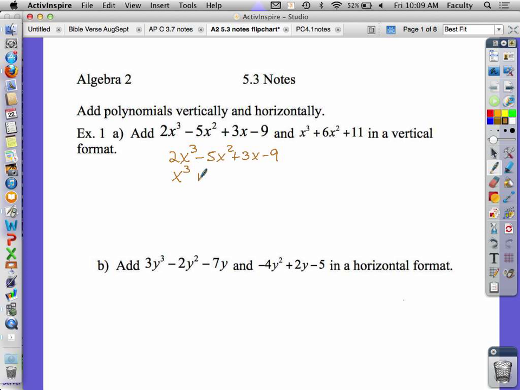Vertical means you're going to line them up where you line up like terms and then add them in vertical columns. So if you like this method, then every time you see them, line them up vertically and add them. I personally don't like it, but if it works for you, terrific. Be careful that if you have an x cubed, it's understood to be a 1x cubed. And if you need to put the 1, put the 1.